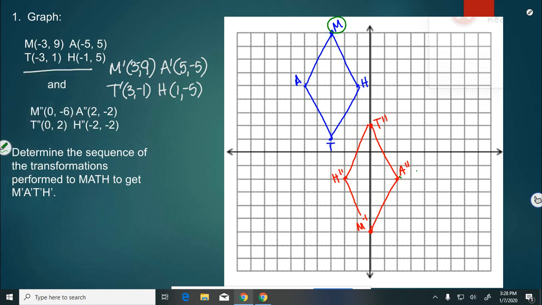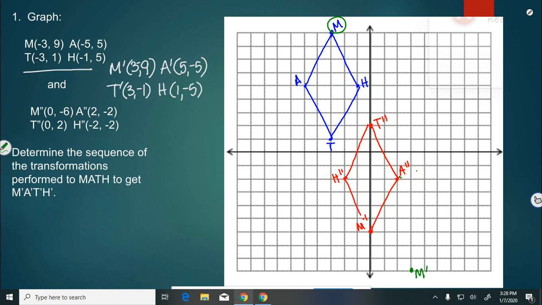So we have M at 3, negative 9, which is right 3, down 9, all the way at the bottom. Oh, actually, is it down all the way at the bottom? Let's check. 2, 4, 6, 8. Yep, all the way at the bottom is our 9. So that's going to be our M prime.